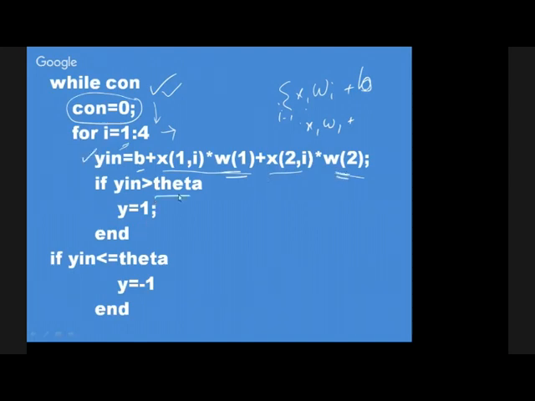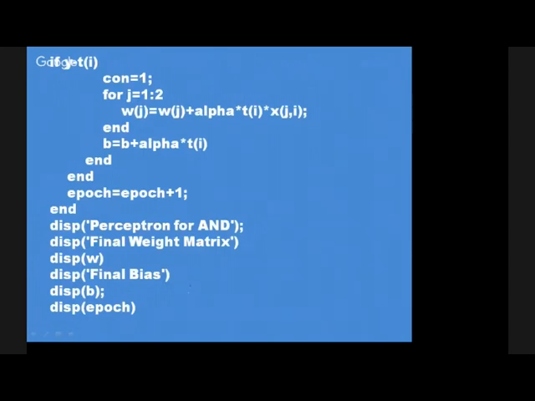If y in is greater than theta, then y is equal to 1. This was the one concept, that if it is greater than or equal to theta, then automatically the value will be 1, and if it is less than or equal to theta, then it will be 0. Right? So that way we have written the function, the net and the output, according to this.